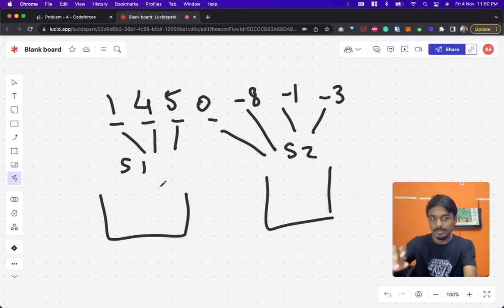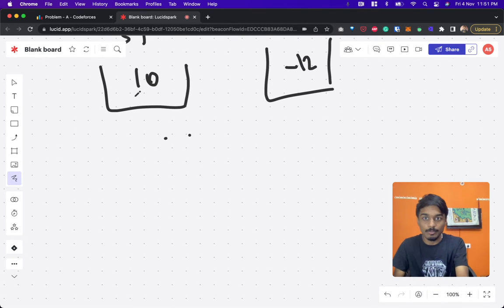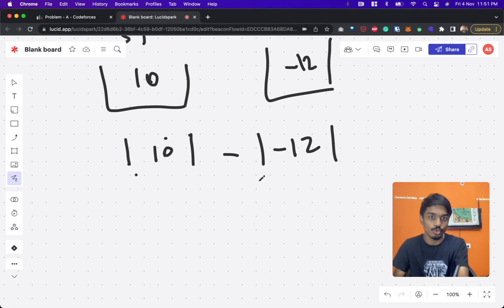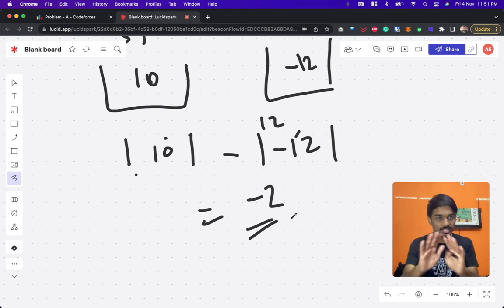So let's say I'm putting 1, 4, 5 in the S1 bucket. What is the sum? 5, 9, 10. Okay. And -8, -1, -3, I am assuming we are putting into S2. So -8, -9, -12. This is -12. So they are telling that the mod of sum of S1, that is 10, minus mod of sum of S2 should be maximum. So mod of -12 is simply 12. 10 minus 12 is -2. Okay, so this is what they are telling. We just assumed it, and we understood the problem.